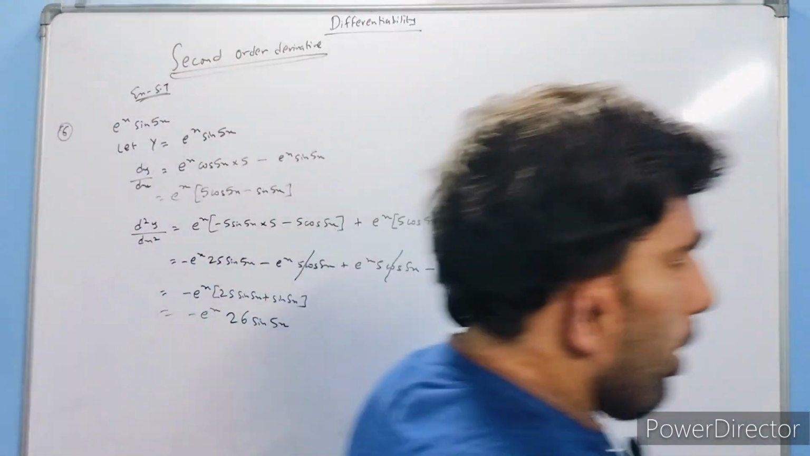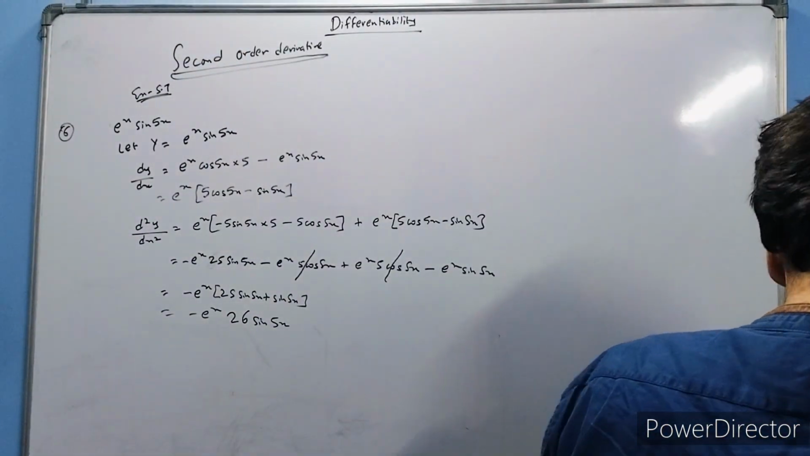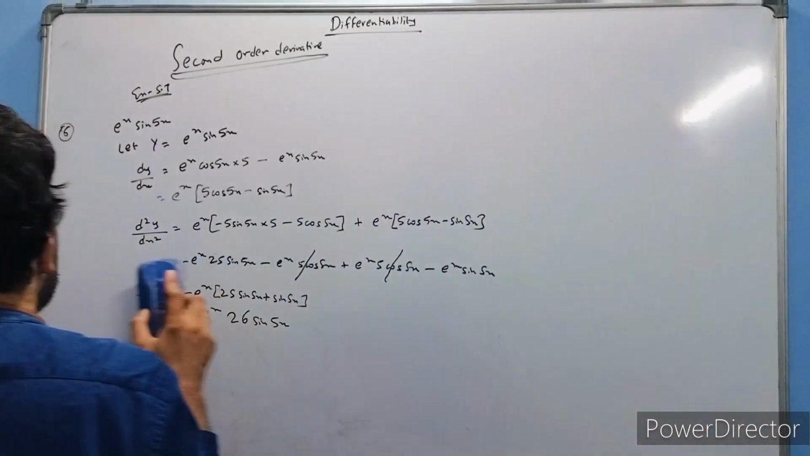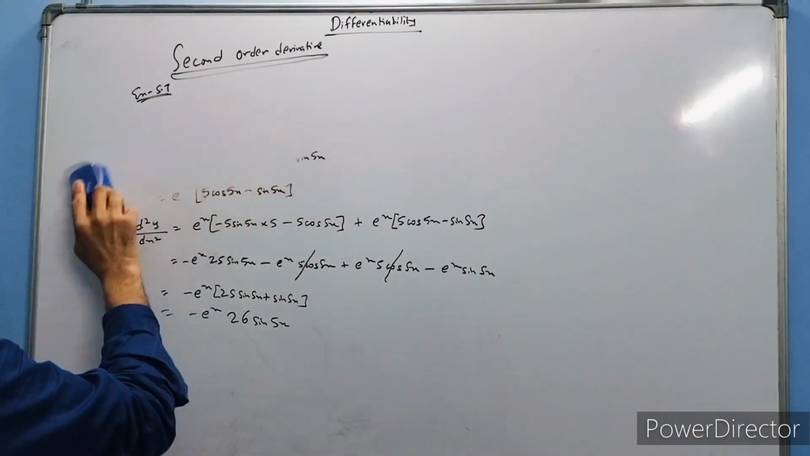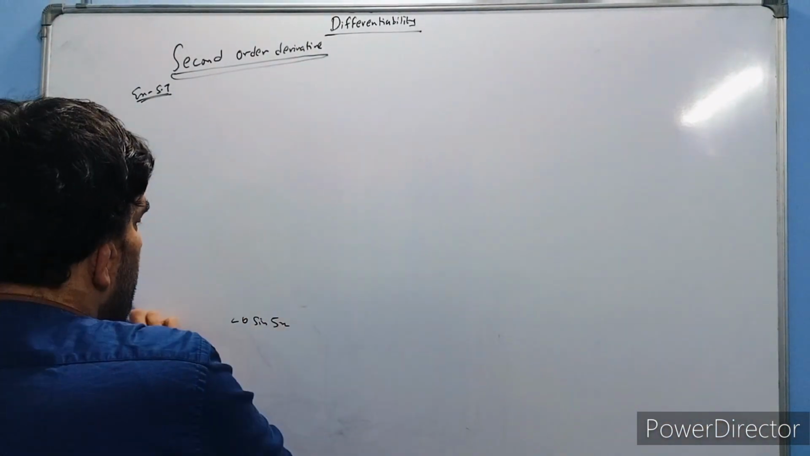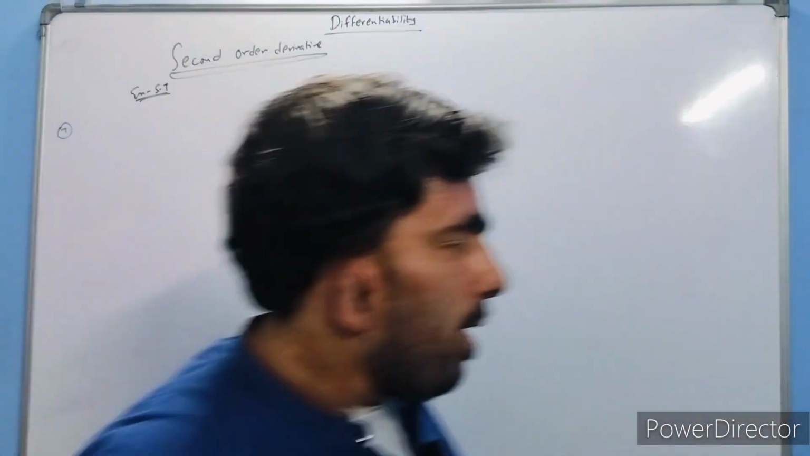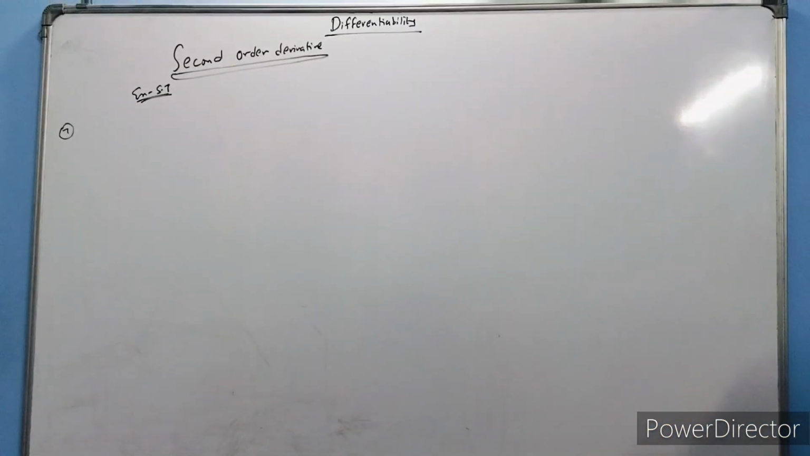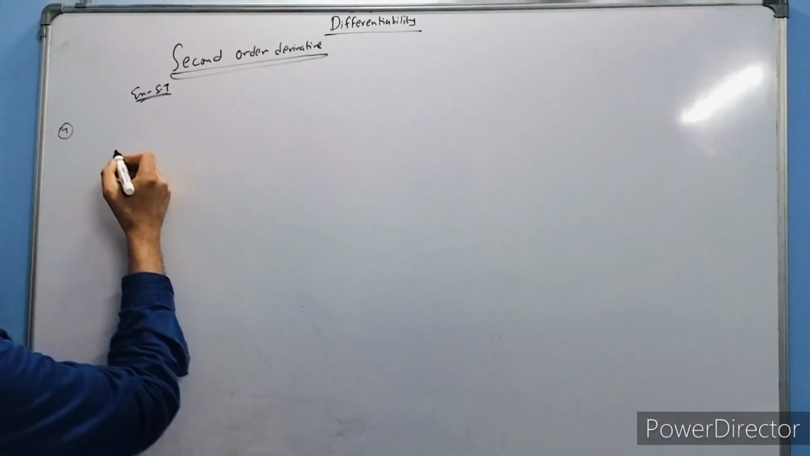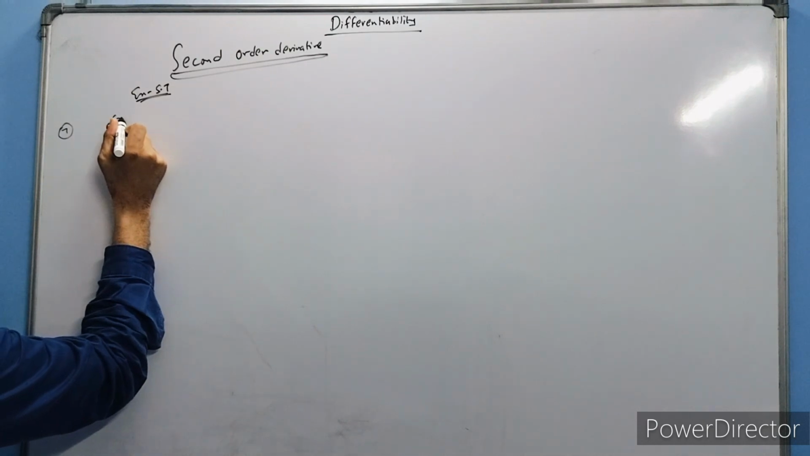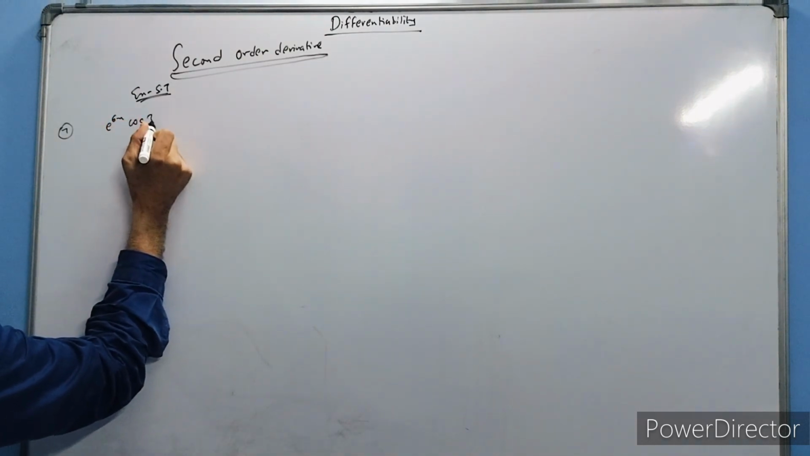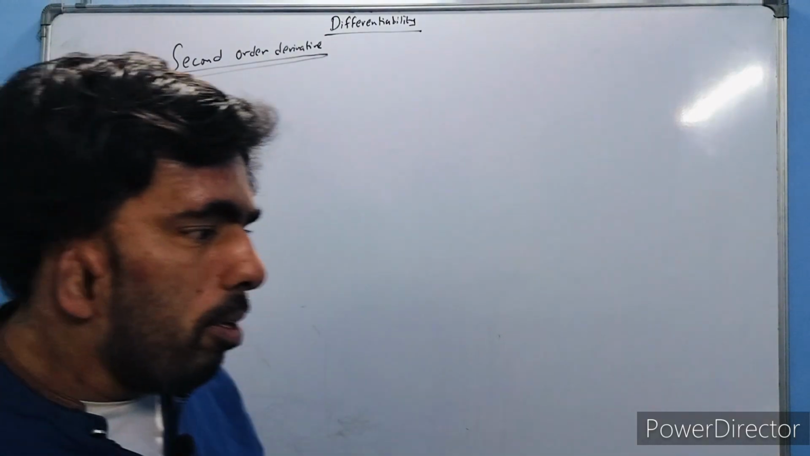Okay, now let's try to solve another. We have just solved only 6. Now we'll move on to the 7th. Now what the 7th question says, let us see. The 7th question is e raised to power 6x cos 3x. We have e raised to power 6x cos 3x. This is the seventh question.